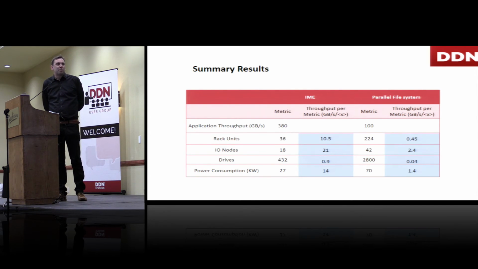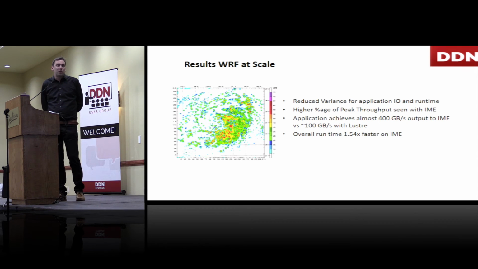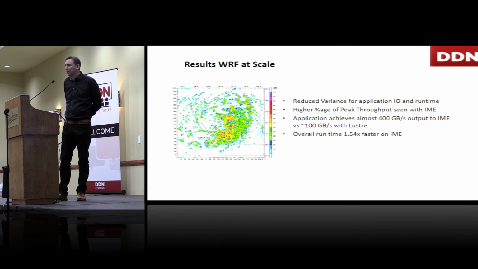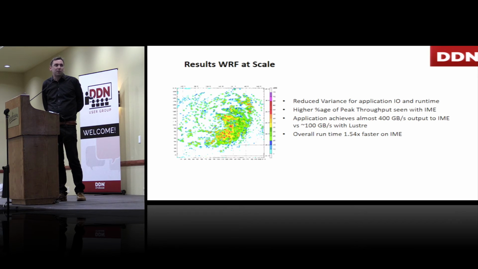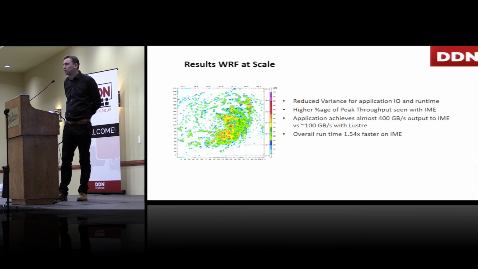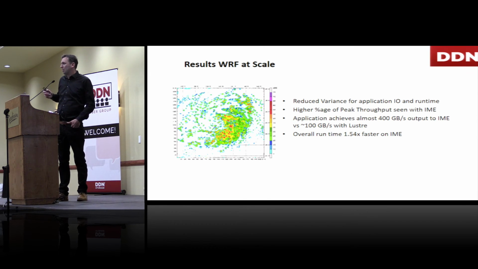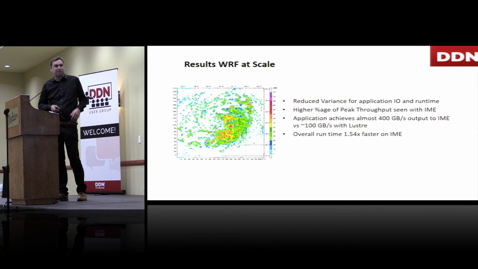And what we find is that per gigabyte per second, we can get, let's say, 10 gigabytes a second per rack unit for IME, 21 gigabytes a second per I/O node in a system, about 1 gigabyte a second per drive with the application code, and about 14 gigabytes a second per kilowatt with this real-world application. And the Lustre numbers are around 10 to 20 times smaller. So the point is not that we can radically improve the application I/O and reduce the wall clock time, although that is true, but we've done it through a much, much smaller system with fewer watts, fewer things to manage, fewer rack units, and fewer drives.